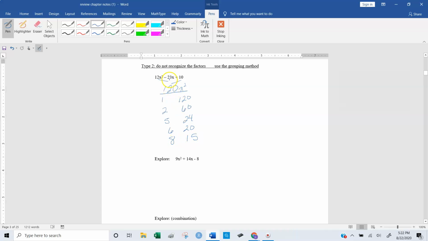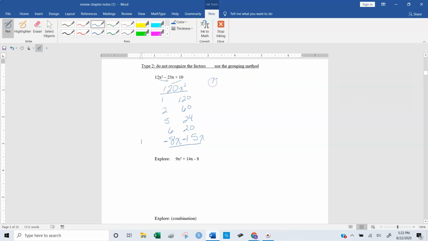8 and 15 gives me 23, but I have a negative here I must deal with. So if I do a negative 8 and a negative 15, I get my 23, but I must check to make sure that it still gives me a positive 120, which it does, because a negative times a negative is a positive. And technically, this is 8x and 15x, because I need that x squared there. So now I'm going to use this and substitute it in for that negative 23.